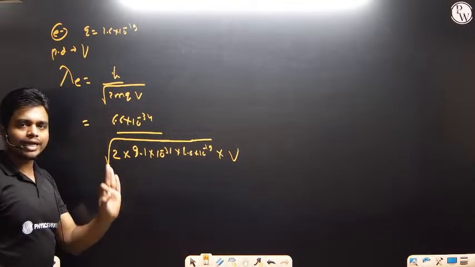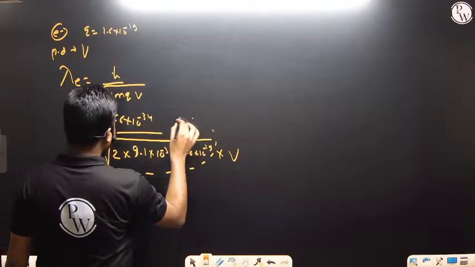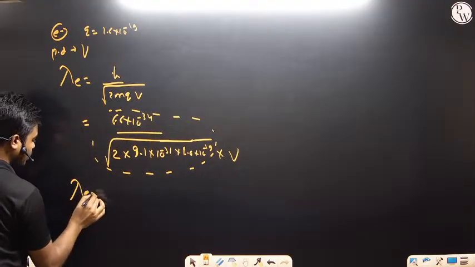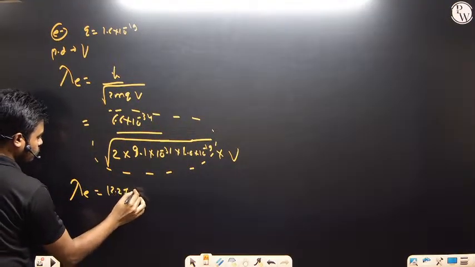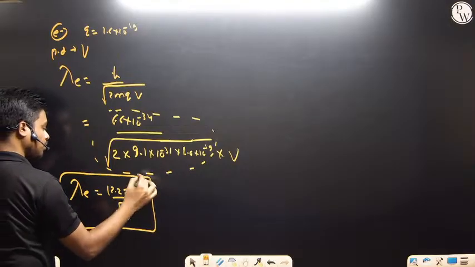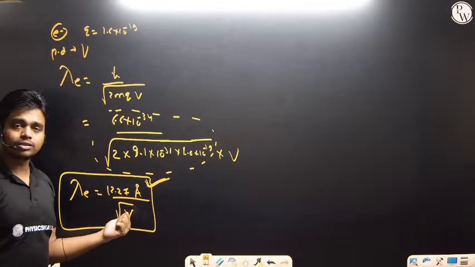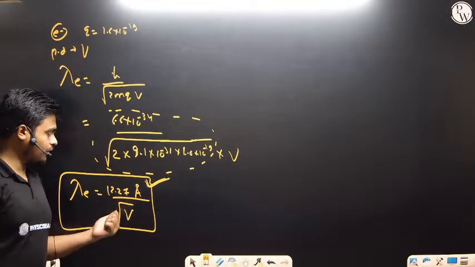If any electron is accelerated through this much potential difference, I will summarize this entire value in short form: lambda is equal to 12.27 angstrom divided by root of v. You should remember this particular formula for the wavelength of an electron accelerated through a potential difference of v volt. v is the potential difference.